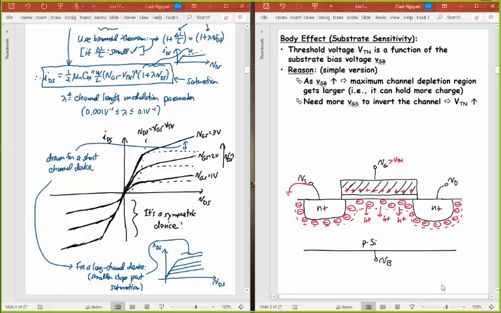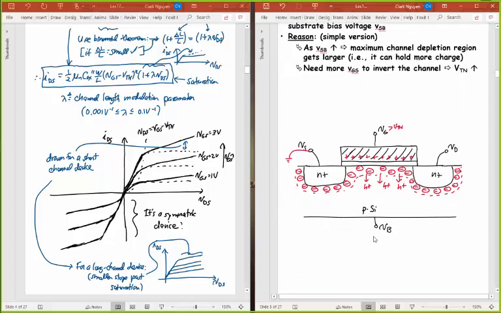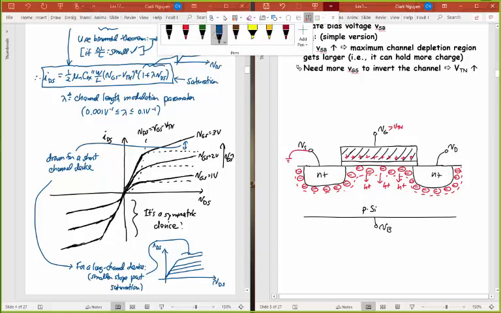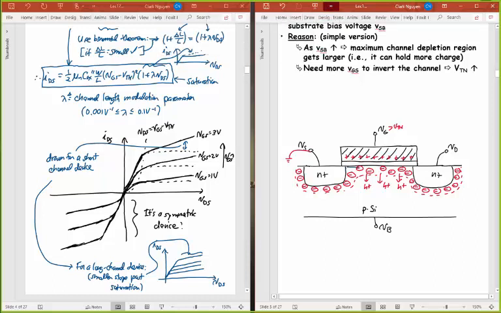But then at some point, as I keep raising this VG, it becomes easier to create negative charge, not by pushing holes away from an interface that's now much further from the gate oxide here, but it becomes easier to form that charge by forming a channel right up here. Let me do this in blue. So this is now a channel of electrons.